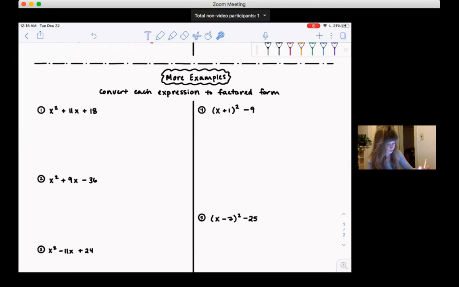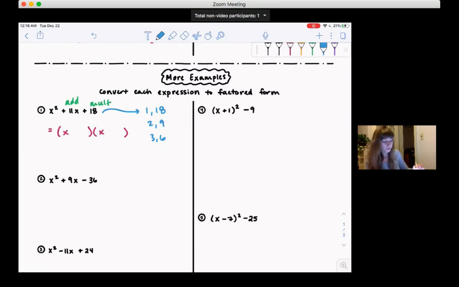Okay, x squared plus 11x plus 18. So we know that our factors need to look like this. And we want to find the two numbers that go in the factors. And those two numbers need to add to 11 and multiply to 18. So we're going to list our factor pairs of 18. 1 and 18, 2 and 9, 3 and 6. There's none for 4, there's none for 5, and then we're back to 6.